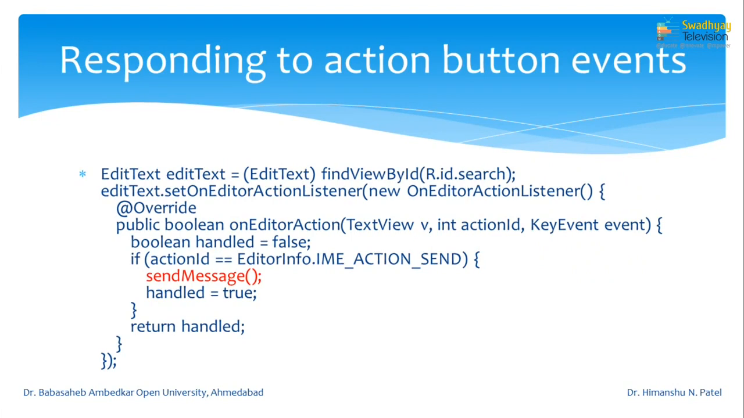Now, what to do when this button is pressed? This is how you can respond to action button events. Here we create one EditText object whose ID is search, and we call setOnEditorActionListener. Inside that we have one method called public boolean onEditorAction, and the arguments are the TextView, the action ID, and the KeyEvent, which tells which key was pressed.